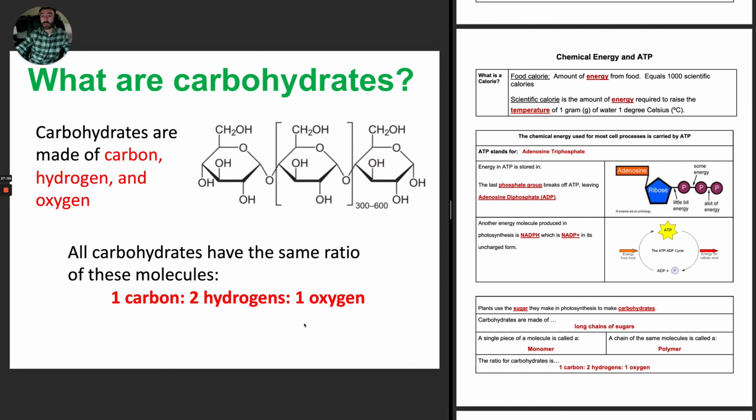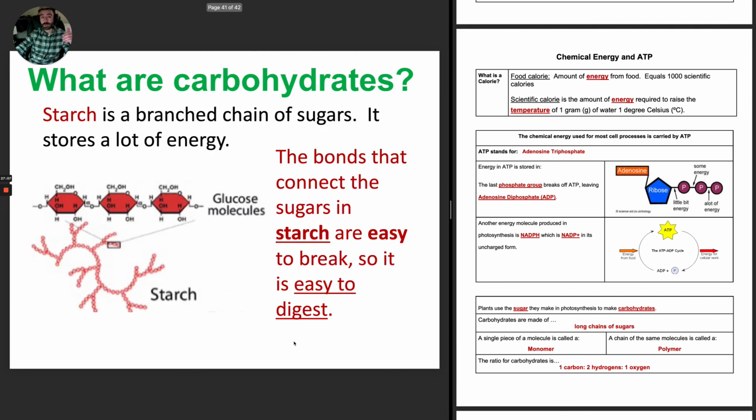And that is all of the new stuff for the whole unit. So we'll go a little bit further, but that's all of the notes. Starches, you've heard of, starchy foods, we just talked about. Those are branched chains of sugars, and these store a lot of energy. And so the bonds that connect the sugars in starches are really easy to break, which makes them easy to digest, which is where we can get a lot of that energy.